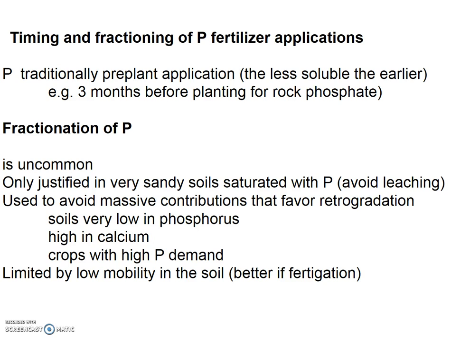Fractionation of phosphorus is uncommon. It is only justified in very sandy soils saturated with phosphorus to avoid leaching. It could be used to avoid massive contributions that favor retrogradation of phosphorus, and that may occur in soils very low in phosphorus, soils high in calcium, or crops with very high phosphorus demand. In any case, the fractionation of phosphorus is limited by the low mobility of phosphorus in the soil, so it is better performed if we can apply fertigation.